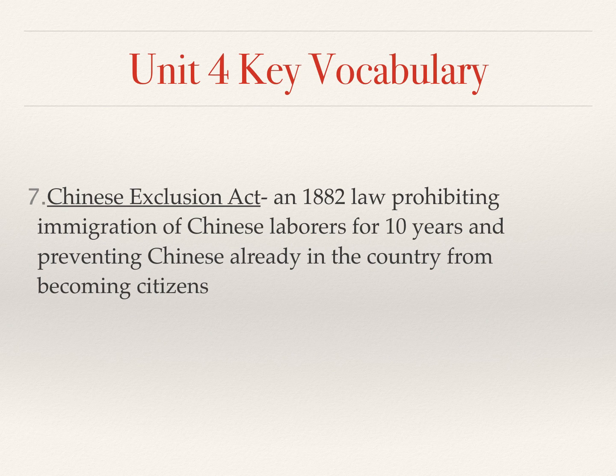The Chinese Exclusion Act. It's an 1882 law that prohibited the immigration of Chinese laborers for a period of 10 years. And it prevented Chinese people who were already in the country from becoming U.S. citizens.